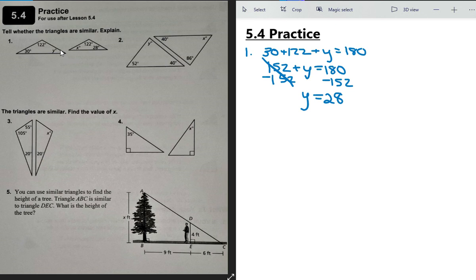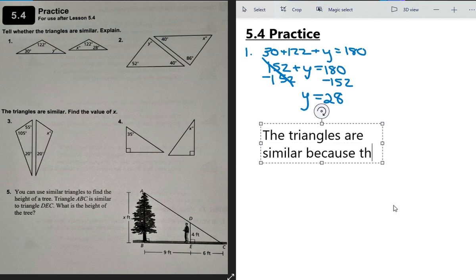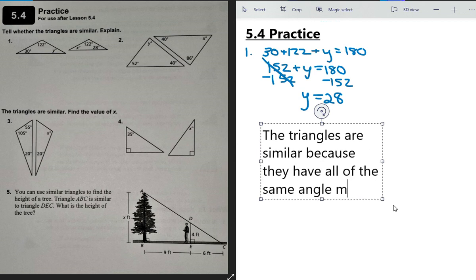So y is 28. Well, we have a 28 degree angle, a 28 degree angle here, 122 degree angle, a 122 there. So there's only one other option to make that 180 degrees, and that's if it's 30 degrees here. So x would have to also be 30. So you do have all of the same angle measures. So on number 1, I'm going to write here, the triangles are similar because they have all of the same angle measures.